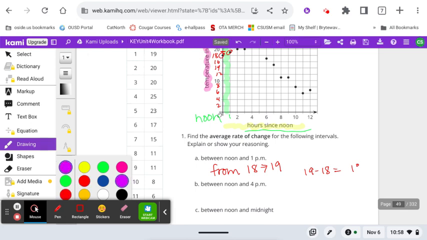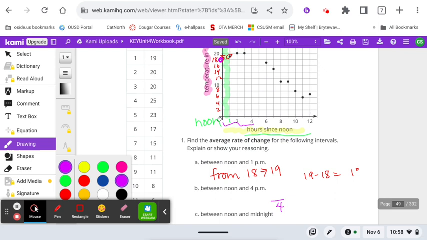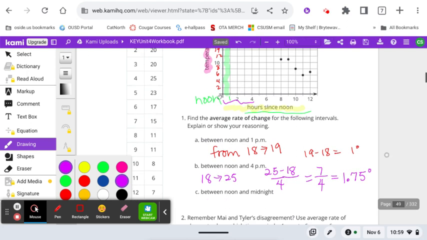How about from noon till 4? So this is a 4-hour time span, so we have to divide over those 4 hours, and let's go look at what those are. So from noon, the 18, till 4, let's see, 20, 22, 24, I'd say that's around 25. So this time it's going from 18 to 25. So we're going to subtract those. And 25 minus 18 is 7. 7/4 can be reduced down. Grab your calculator, 1.75 degrees. That's our average rate of change in temperature.